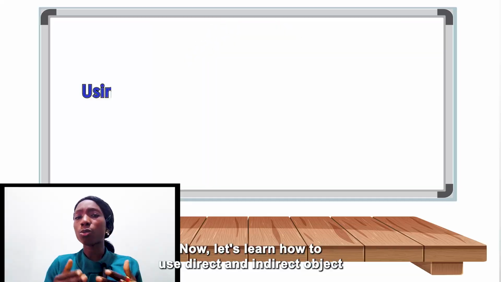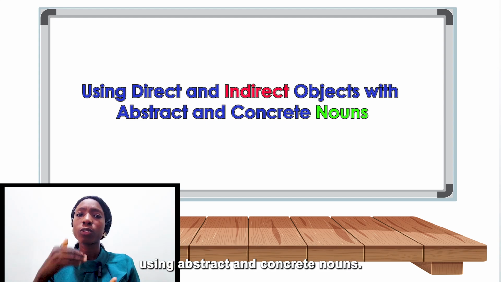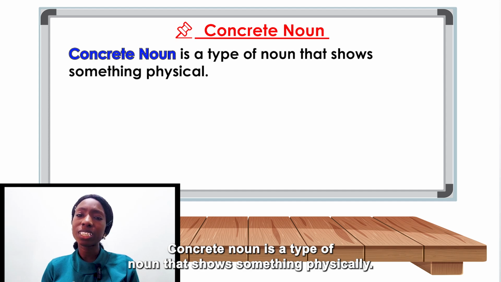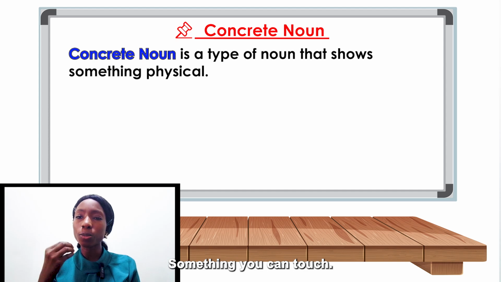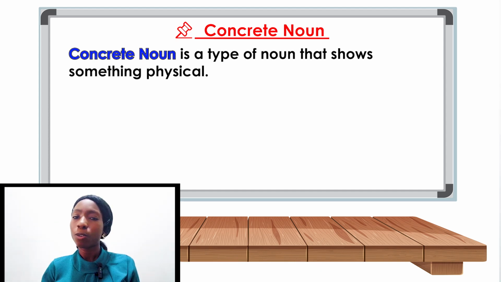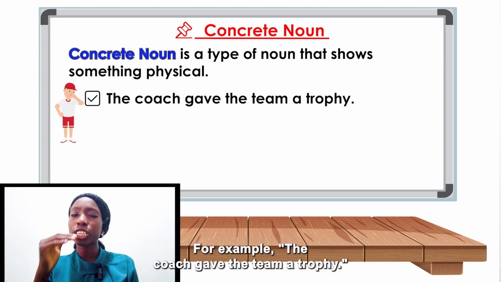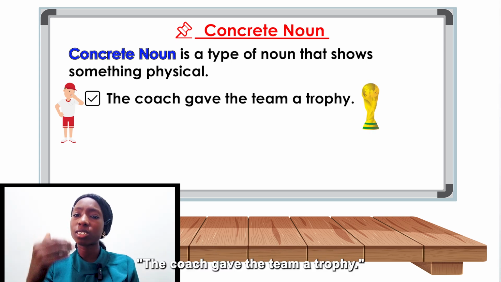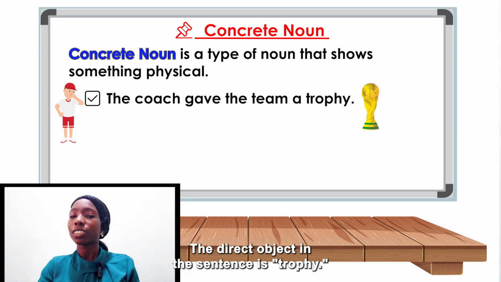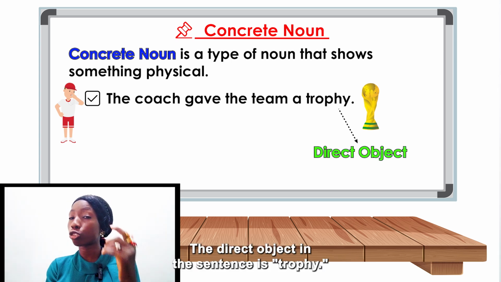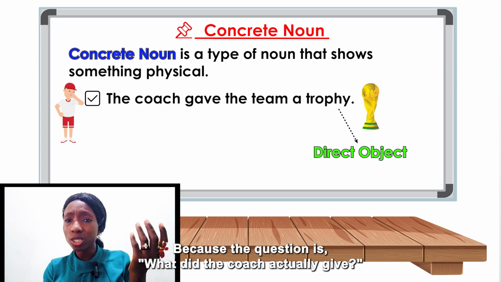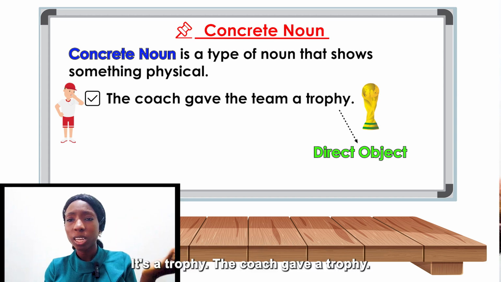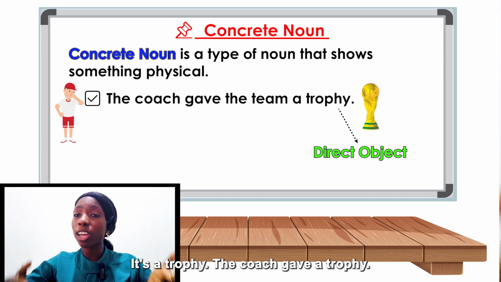Now, let's learn how to use direct and indirect objects using abstract and concrete nouns. A concrete noun is a type of noun that shows something physical, something you can touch. For example, the coach gave the team a trophy. The direct object in the sentence is trophy, because the question is, what did the coach actually give? It's a trophy. The coach gave a trophy.